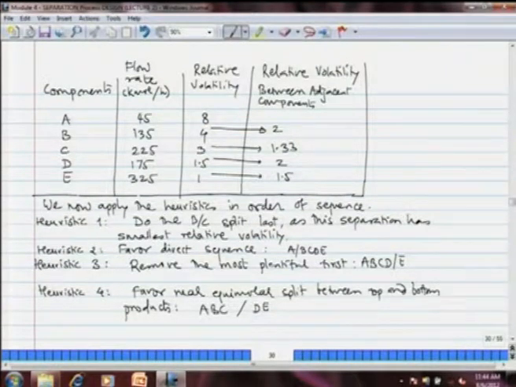So, heuristic 3 recommends the split of ABCD from E first, and heuristic 4, which states that favor near equimolar splits between top and bottom, will recommend ABC being separated from D as the first column separation. So, you can see that the 4 heuristics recommend 4 different sequences which are in conflict with each other. Now, what to do in this case?